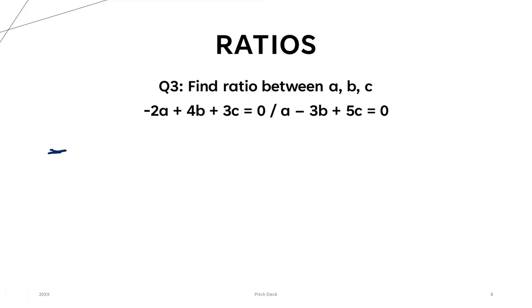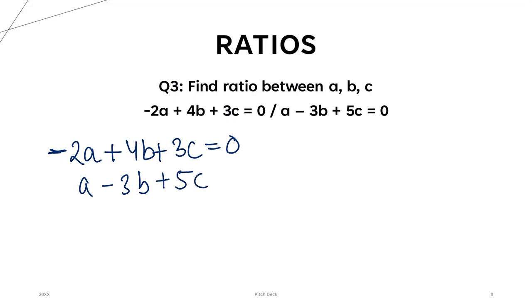If these two equations are given to you, 2A plus 4B plus 3C is equal to 0 and A minus 3B plus 5C is equal to 0. Now, they're asking you, what is the ratio A ratio B ratio C? This is the ratio they are asking you. If two equations are given to you and you have three variables, how are you going to solve for A ratio B ratio C?